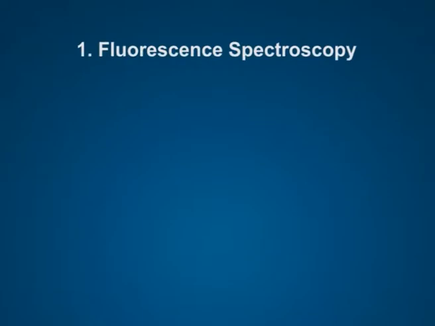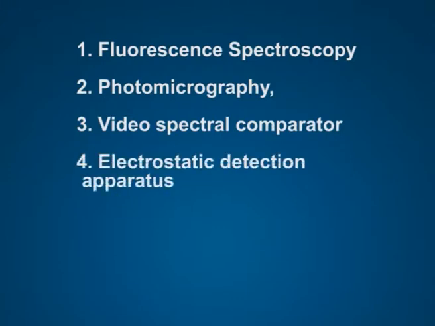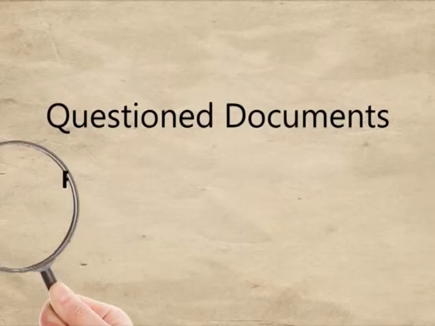This chapter is divided into 5 modules. Module number 1, fluorescence spectroscopy; module number 2, photomicrography; module number 3, video spectral comparator; module number 4, electrostatic detection apparatus; and module number 5 is determining the age of document, followed by the conclusion.